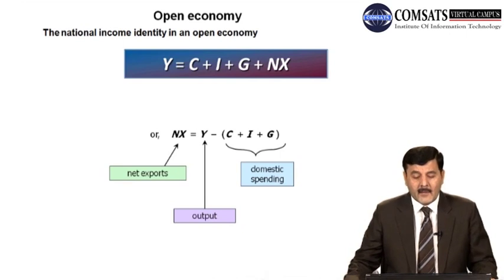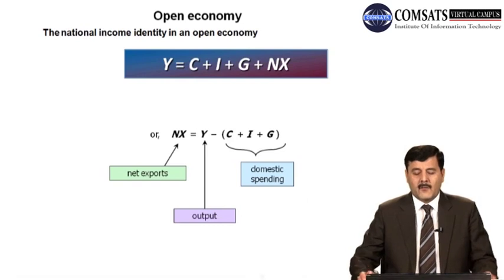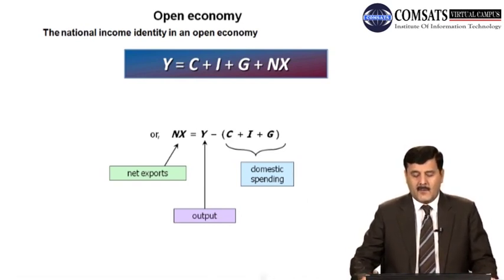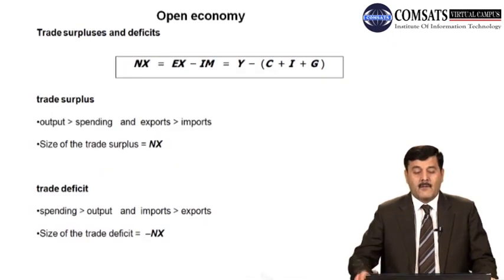So from an open economy identity, we're able to find the net export of an economy, that is equal to Y minus C plus I plus G. So that is the total output in the economy minus the domestic spending, give us the net exports of a country. Now we'll continue with this. We'll try to explain that.